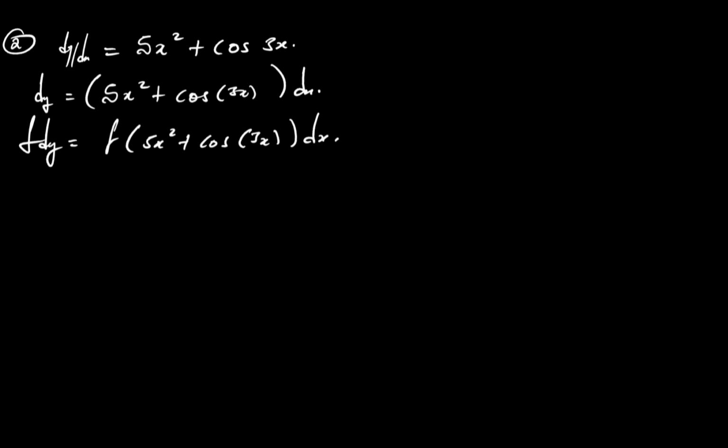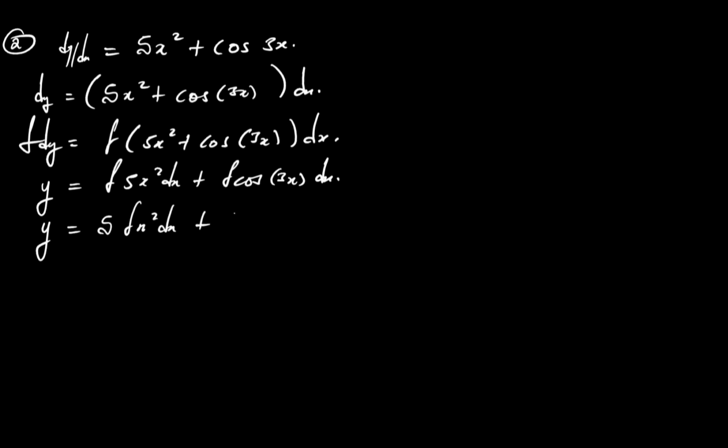Then the integral of dy is basically just y. Then integrating 5x squared, all right, let's write it like this: integral of 5x squared dx plus the integral of cos of 3x dx. All right, so this will be y being equal to 5, then the integral of x squared dx plus the integral of cos of 3x dx. So we have y, which is equal to, be mindful, this will be 5, then x to the power 3 over 3.